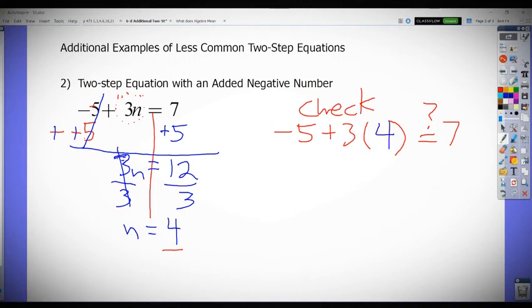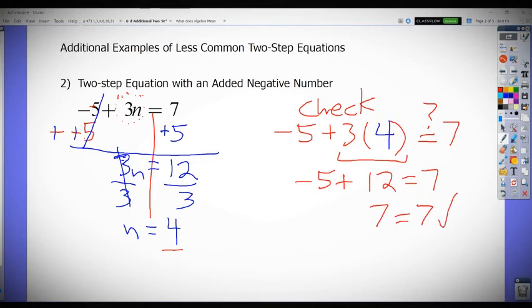And now let's go ahead and use the order of operations again. So don't get messed up here where you might think, oh, I'm going to do negative 5 plus 3 because it comes first. But that's not the order of operations. The order of operations is to do multiplication first. So it's negative 5 plus 12. Does that equal 7? Yep, that's 7. So my answer is correct, and I'm happy with n equals 4.